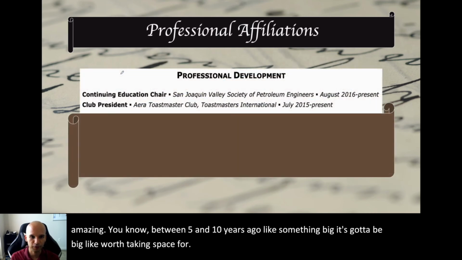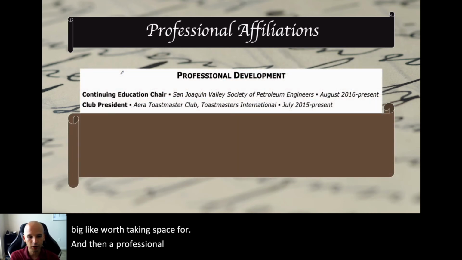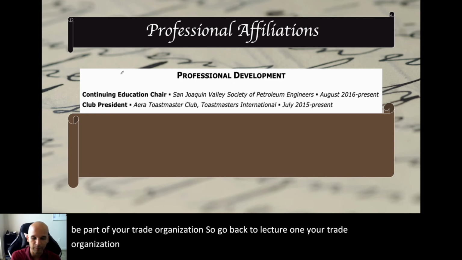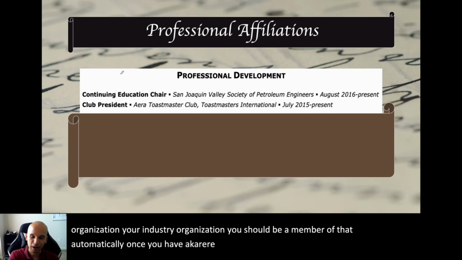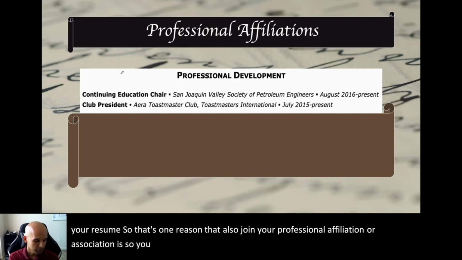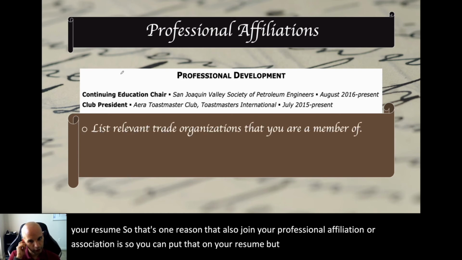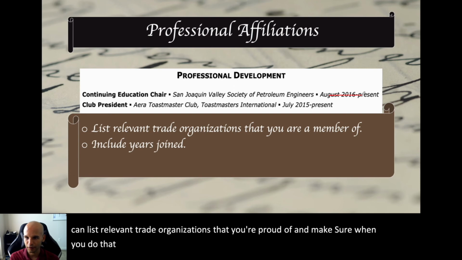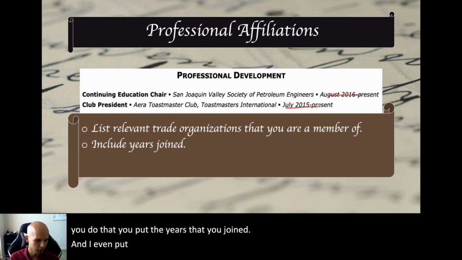And then professional affiliations. If you're part of any, number one, you should be part of your trade organization. So go back to lecture 1, your trade organization, your industry organization, you should be a member of that automatically. Once you have a career, join that thing and put that on your resume. So that's one reason to join your professional affiliation or association, so you can put that on your resume. But also it's a place where you can list relevant trade organizations that you're proud of. And make sure when you do that, you put the years that you joined. And I even put the months here for this guy, just because we can.